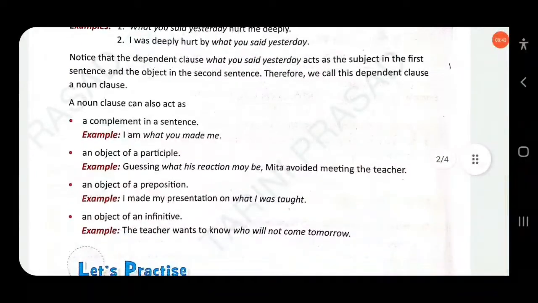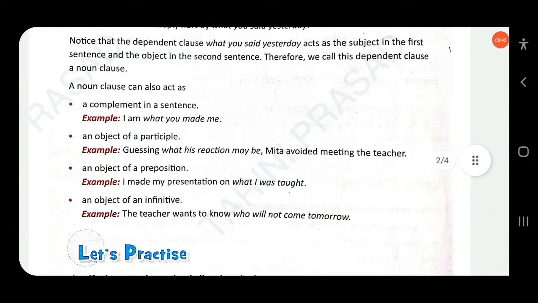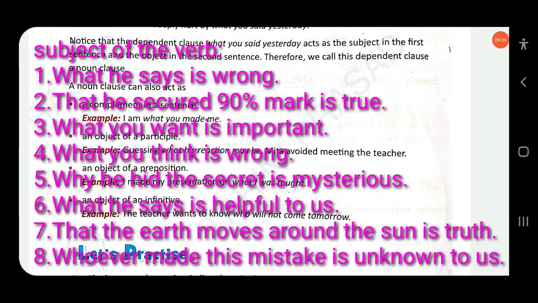So here a noun clause can also act as complement, object of a preposition, and also an object of an infinitive. Okay, so here take an example. Noun clause can also act as the subject of the verb. So to take an example, what he says is wrong.